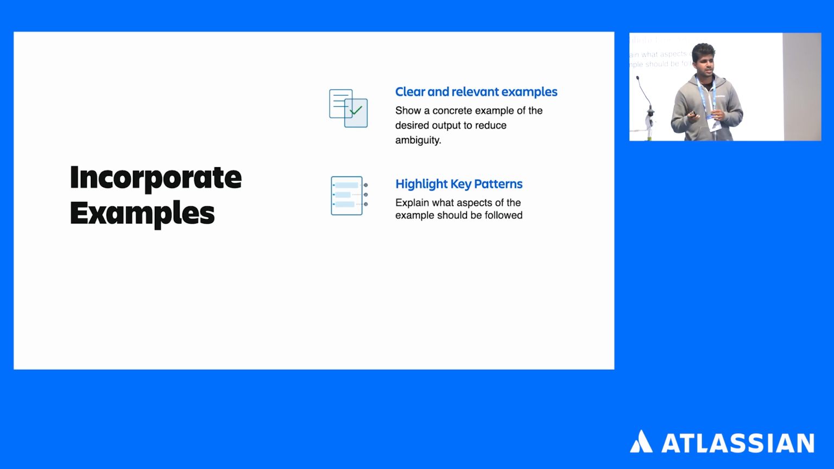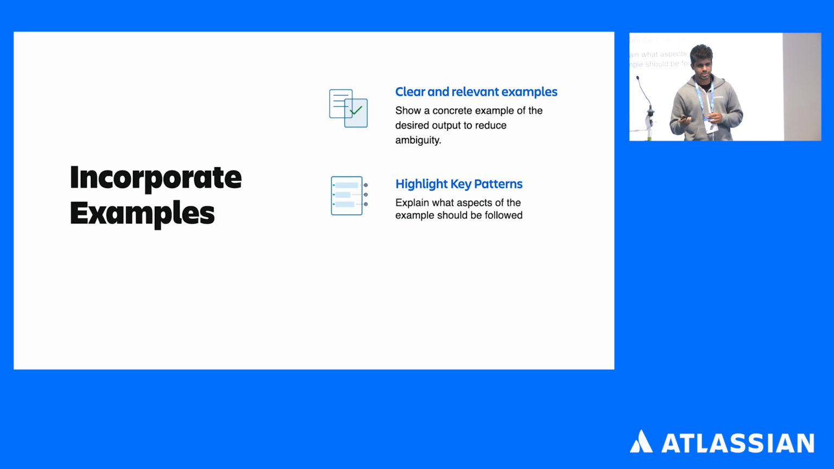Another way to incorporate examples is you can highlight key patterns in your prompt. So an example of this could be, instead of saying summarize this article, you can say summarize this article in 3 bullet points, each under 20 words, and it should look like point number 1, and then a short description under 20 words, point number 2, point number 3. So doing this explains what kind of output should be generated by the AI.